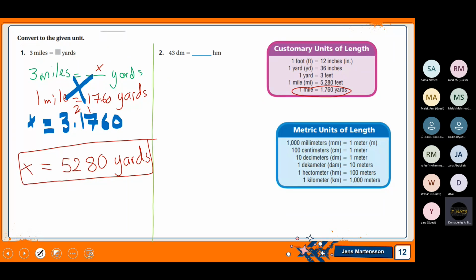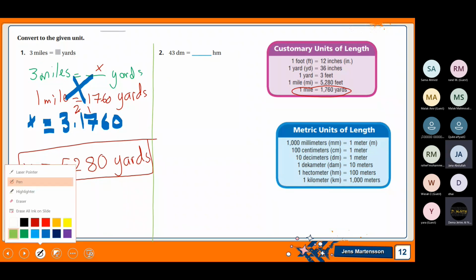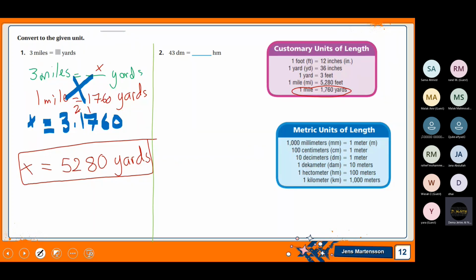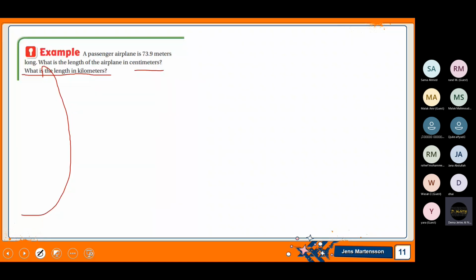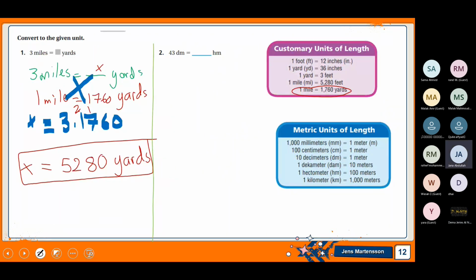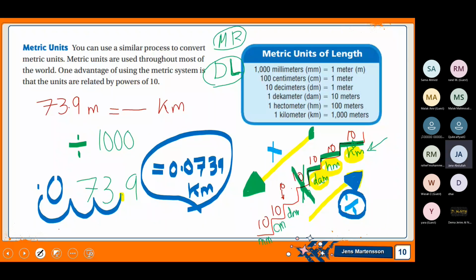Okay. Now the second one. The 43 decimeter, I want to convert it to hectometer. Go with me now to the stairs here. I am on decimeter. I want to convert to the hectometer. Where's the decimeter here? Here is the decimeter. 1 hectometer equals 100 meters.